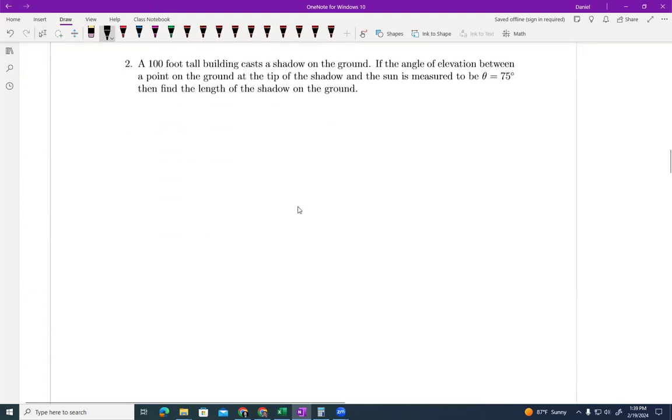Okay, a 100-foot tall building casts a shadow on the ground. The angle of elevation between a point on the ground at the tip of the shadow and the sun is measured to be theta equals 75 degrees. Then find the length of the shadow on the ground.